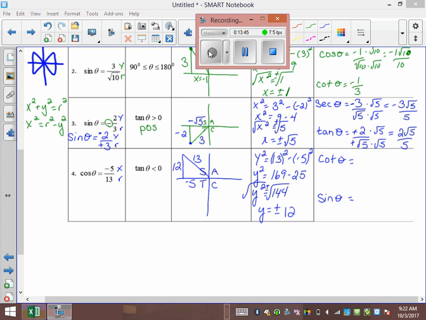So do you see, if you don't draw the actual diagram, you will be guessing at the sign, which is a problem because you'll have the wrong answer there. Right? Cotan is x over y, so it's negative 5 over 12. Sign your resume 12 over 13.